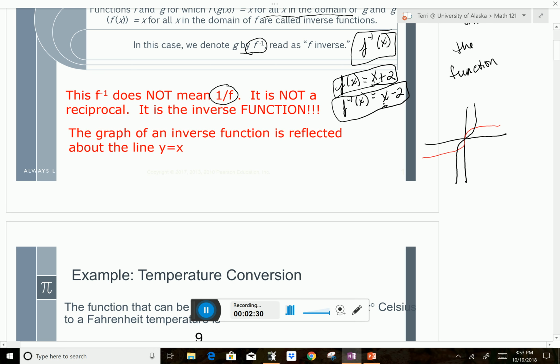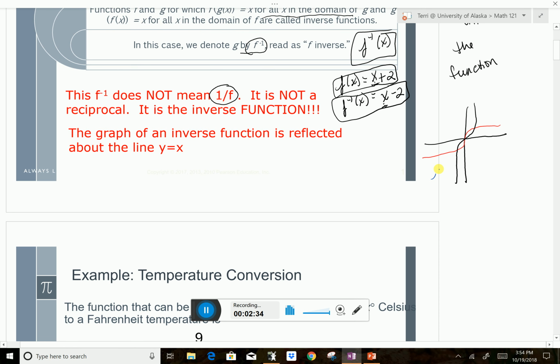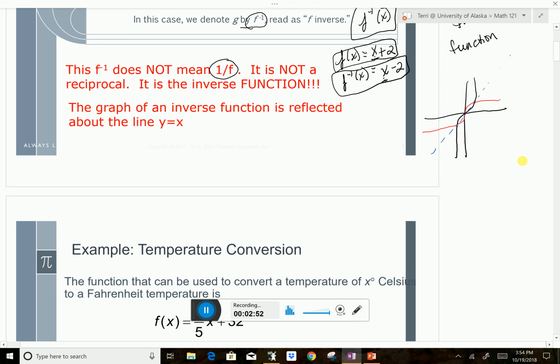And you notice something interesting, that it can be reflected along the line y equals x. And that's essentially what happens, it gets reflected. It's symmetric along this line if we put both the function and its inverse on the same graph.